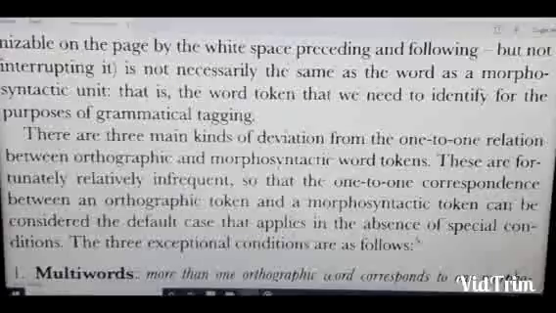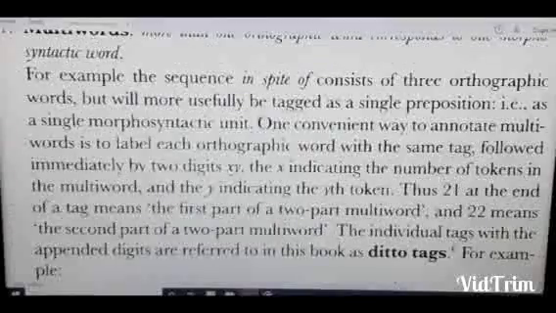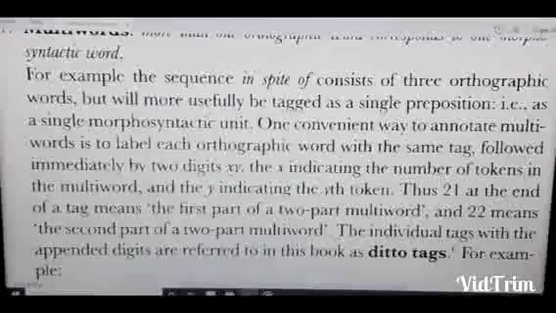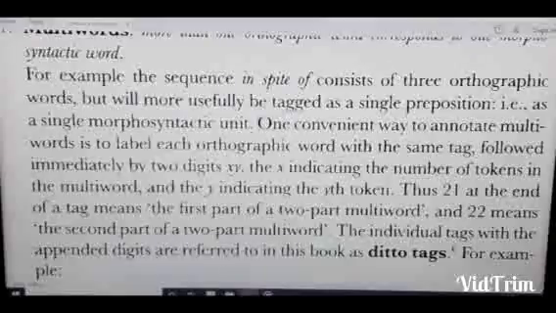Multiwords. More than one orthographic word corresponds to one morphosyntactic word. For example, the sequence "in spite of" consists of three orthographic words, but will more usefully be tagged as a single preposition, that is, as a single morphosyntactic unit.